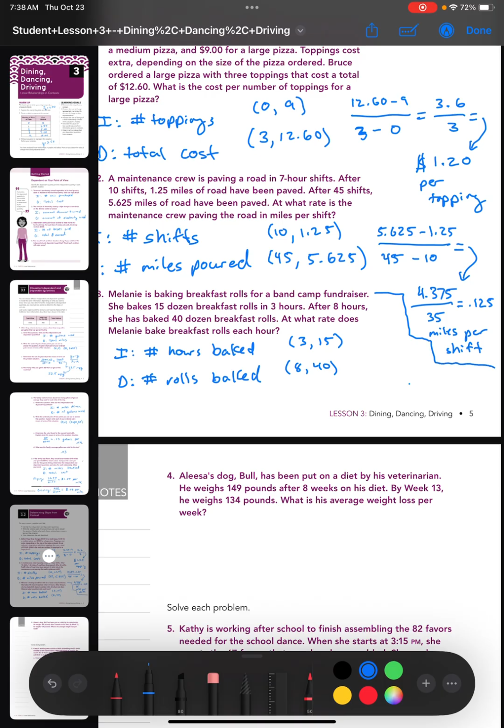So if we do y2 minus y1, 40 minus 15 over 8 minus 3. And that is going to give us 25 over 5, which divides to be 5. So she is making 5 rolls per hour.